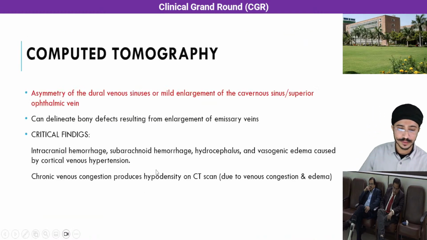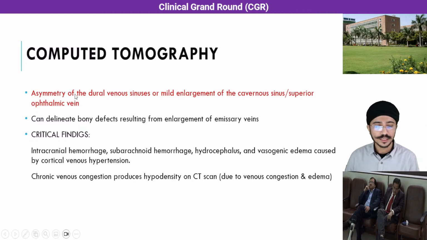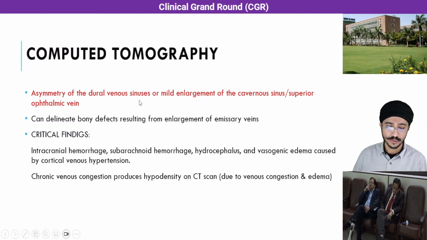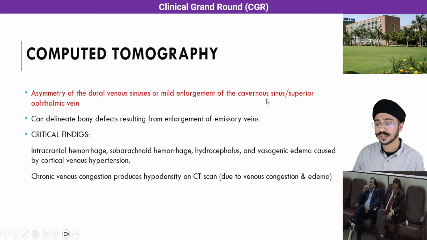So a little bit about imaging. CT might reveal asymmetry of the dural venous sinuses or enlargement of, let's say, the cavernous sinus if it is involved. We can see enlargement of the cavernous sinus or the superior ophthalmic vein. It might also depict bony defects that have resulted from the enlargement of the emissary veins.